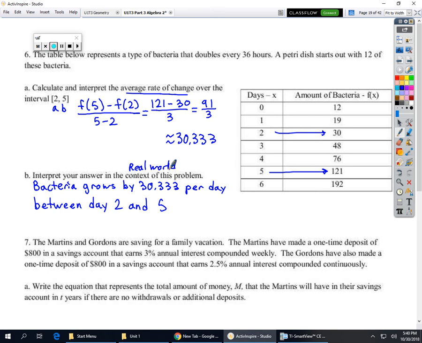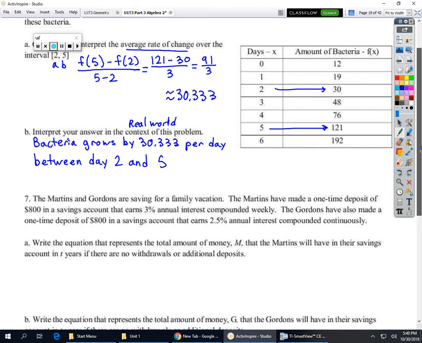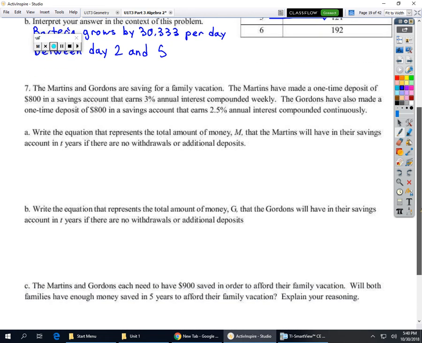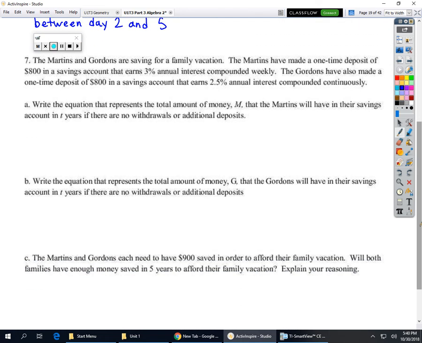Okay. Moving along down here. Goodbye, average rate of change. Oh, fun. All right, Martins and Gordons are saving for their family vacation. Martins have made a one-time deposit of $800 in a savings account. Okay, let's color code this. The Martins have made a one-time deposit of $800 in a savings account that earns 3% annual interest compounded weekly.